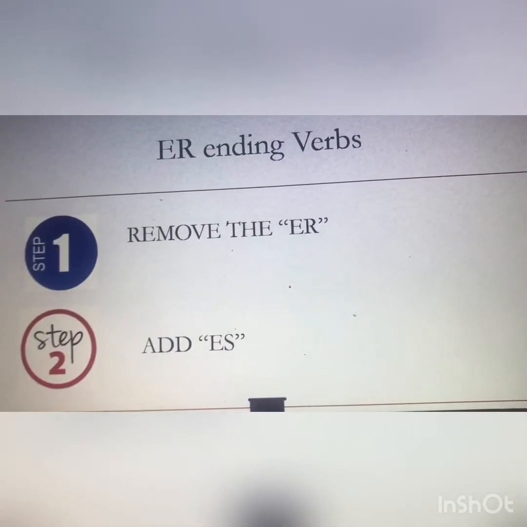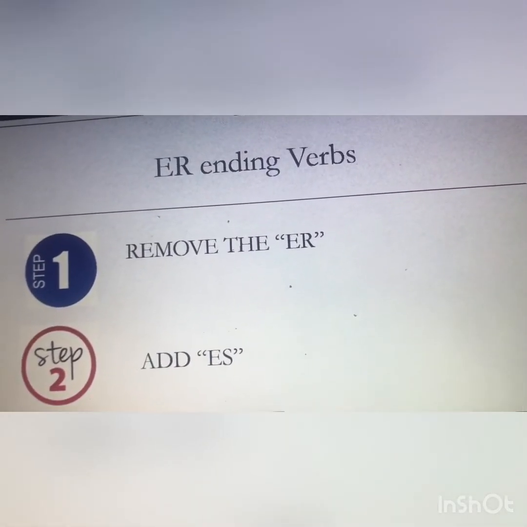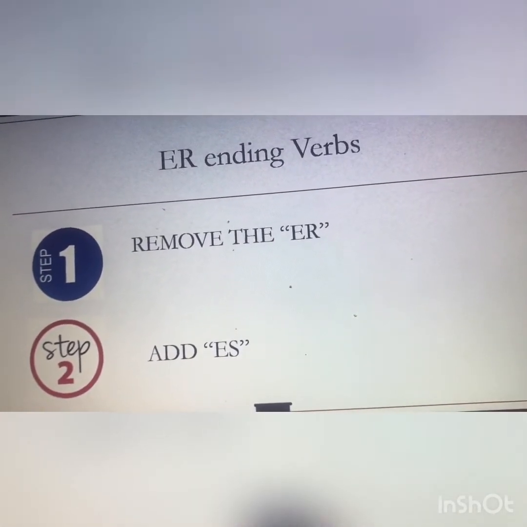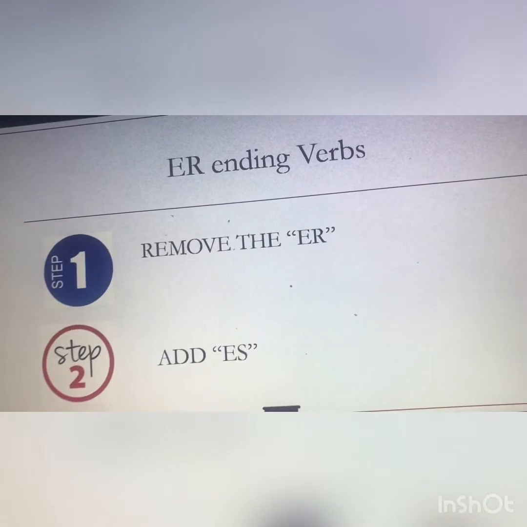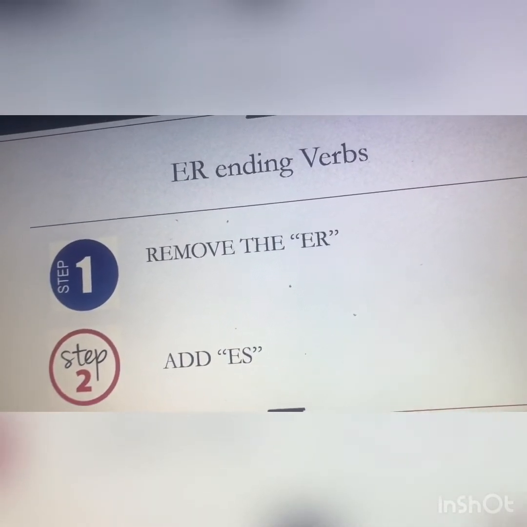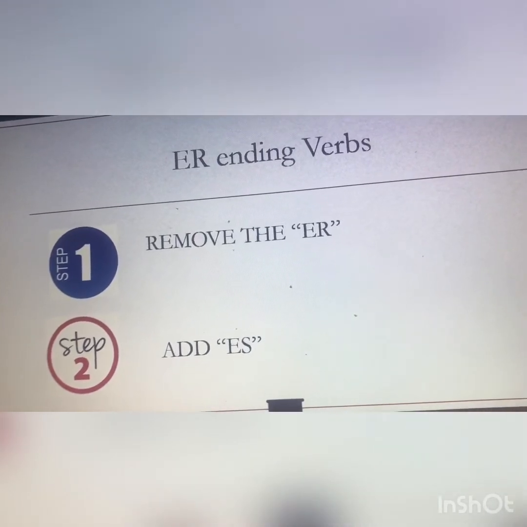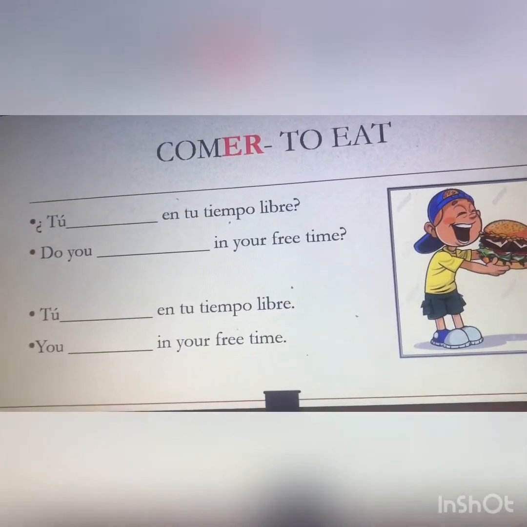Now for the ER ending verbs, those are the verbs that end with ER. We have 2 steps to follow as well. We're going to firstly remove the ER and then we're going to add an ES. So we're going to take off the ER, then we're going to add ES. So let's do an example.